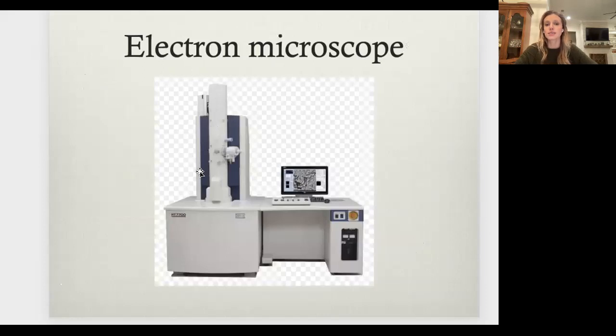Okay, so this is an image of an electron microscope. You would see this at places like Le Bonheur, hospitals, colleges. They're super expensive, like $500,000, and they can go way up. So this is big bucks, not what we would have in our lab.